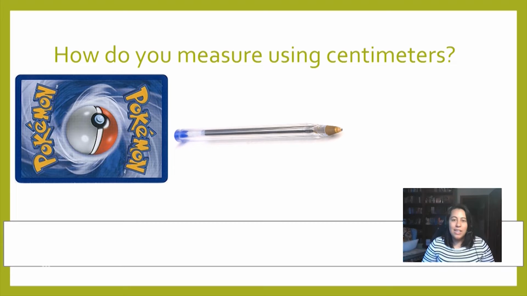Okay, let's try measuring another object in centimeters. So I have a pen on the screen, but you can see that there's no ruler there yet. I do have the Pokemon card from before, which we know from measuring is 9 centimeters long. So let's take a moment to estimate using what we know. If we know that this Pokemon card is 9 centimeters long, about how long do you think that the pen is going to be?